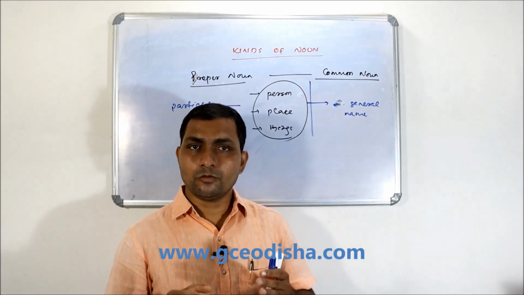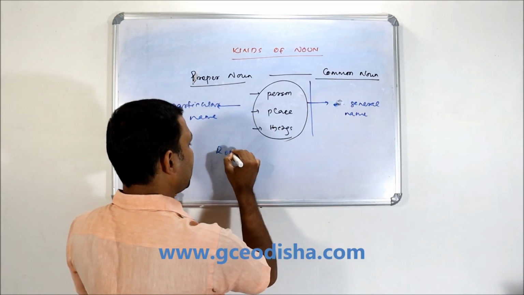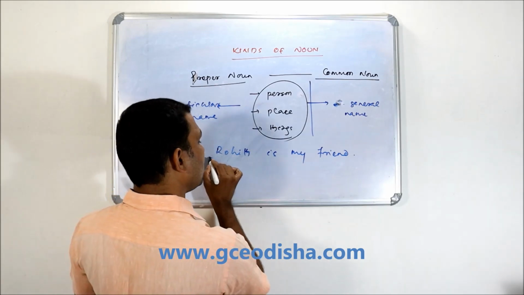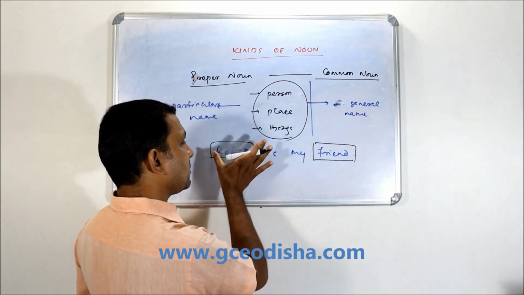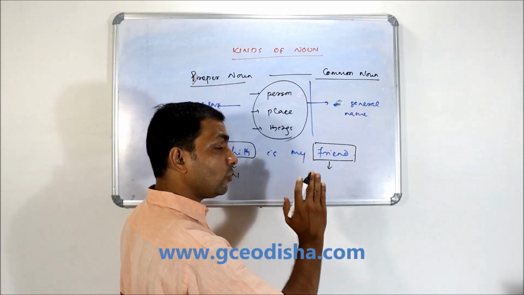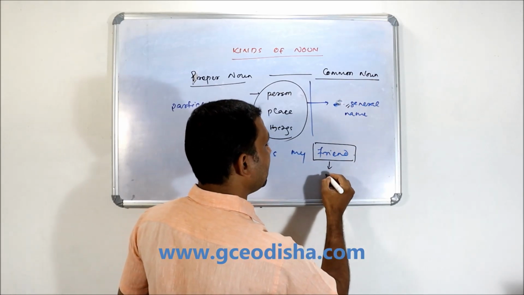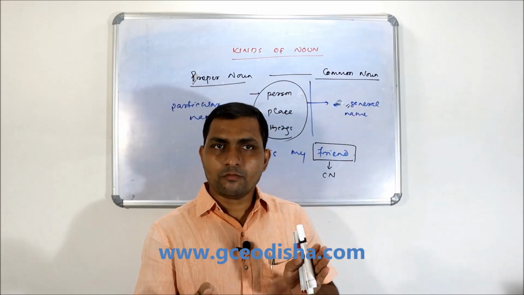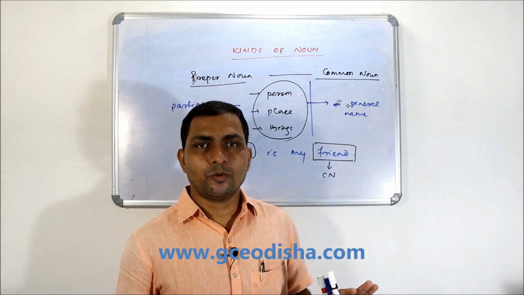Let us try to understand through examples. If I say Rohit is my friend, in that sentence we have two nouns, one is Rohit and another one is friend. Rohit indicates the particular name of a person, so it's a proper noun. And friend: Rohit can be my friend, Rohan can be my friend. That means friend is not particular but general, so it is a common noun. So a proper noun is the particular name, whereas a common noun is a name which is used in general. Now this is the basic thing regarding proper noun and common noun.